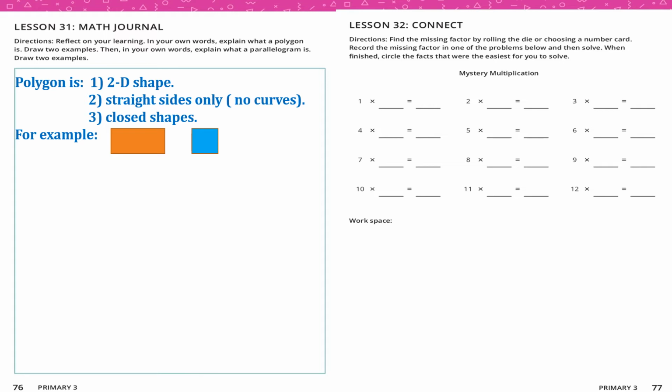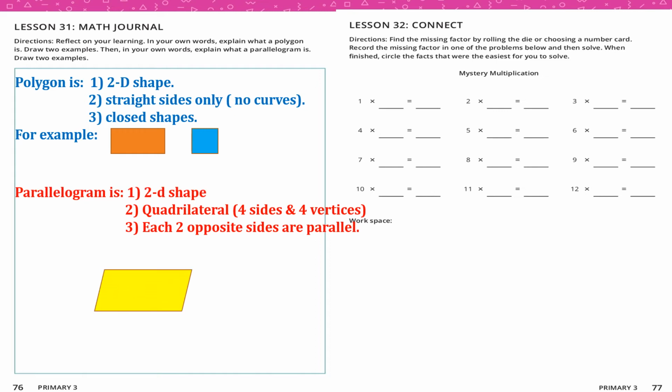And let's explain parallelogram. Parallelogram is a 2D shape, which is a quadrilateral. It means it has 4 sides and 4 vertices. We said quadrilateral means 4 sides and 4 vertices, and each two opposite sides are parallel and equal.